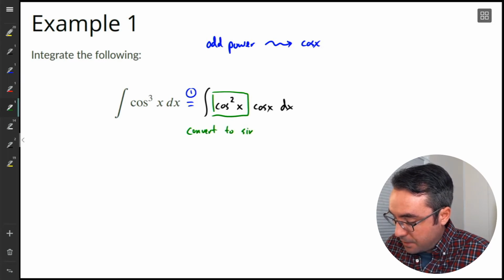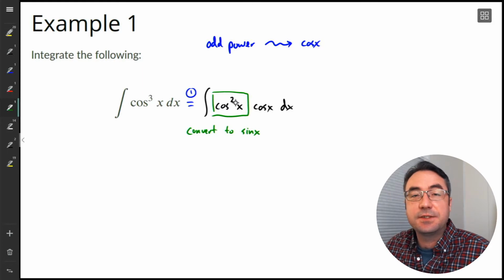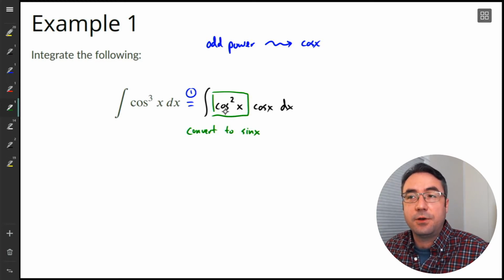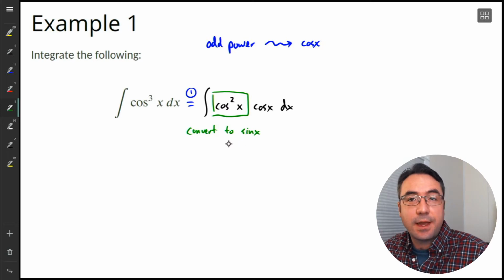So we're going to convert all of these into sine of x's. And we're not going to do anything with that one cosine term that we peeled off, and we're not going to do anything with the differential right now. So all we're going to do is look at everything else that's left in our integral, in this case the cosine squared, and convert that in some way to sine terms.